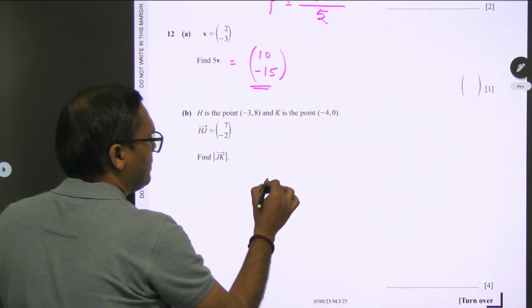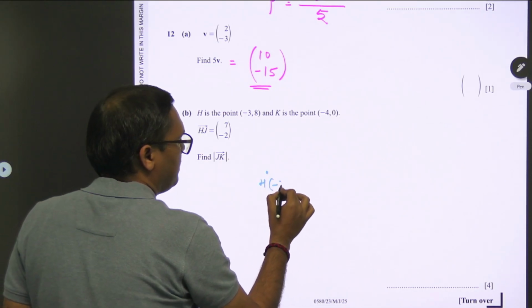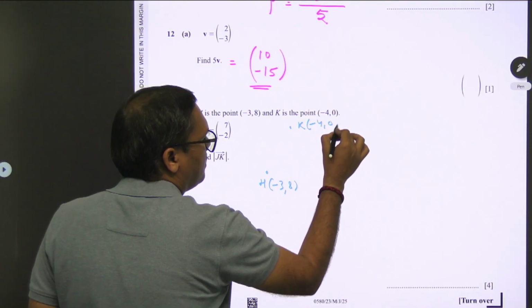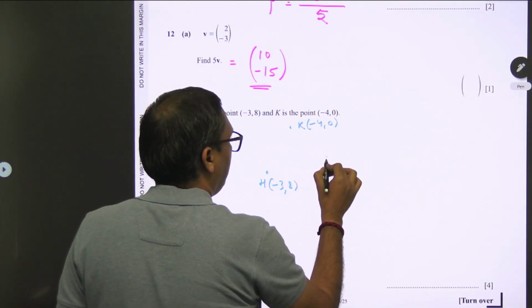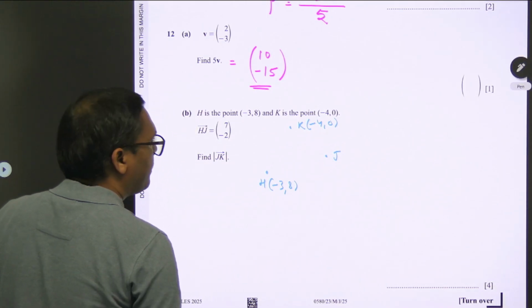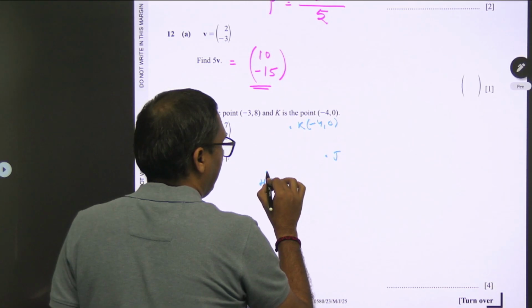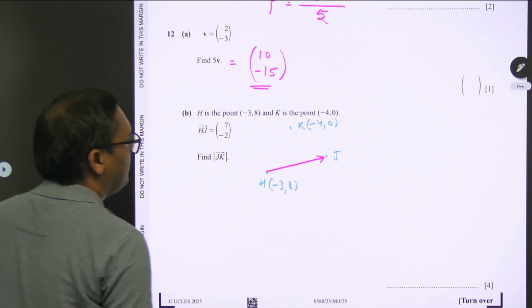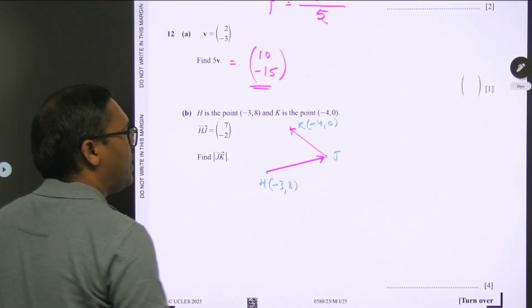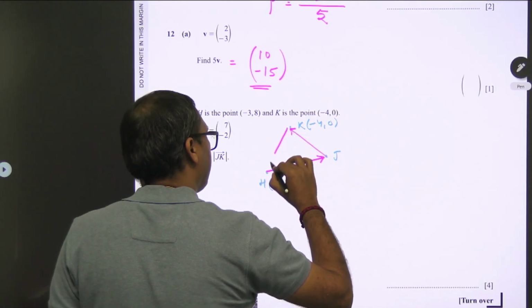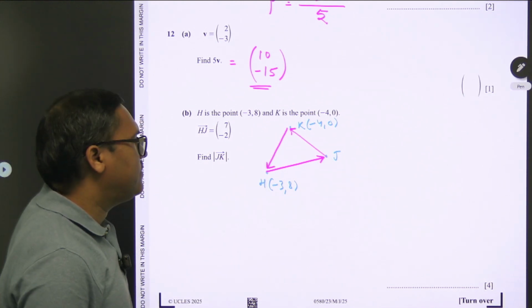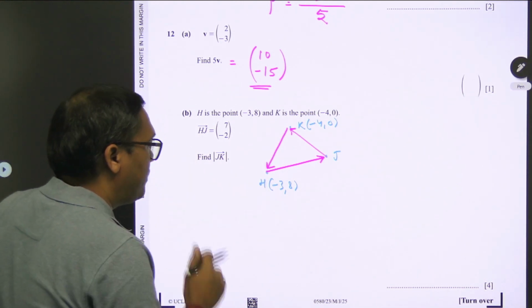So let me draw this. Let's say this is H, which is minus 3 comma 8. And this is, let's say, K, which is minus 4 comma 0. Okay. And let's say this is the point J. Okay. So we have HJ. So let me write HJ vector is this. Okay. And we have to write JK vector. This is JK vector, J to K. And you can take any direction. So I'm just taking this to make the calculation easy.